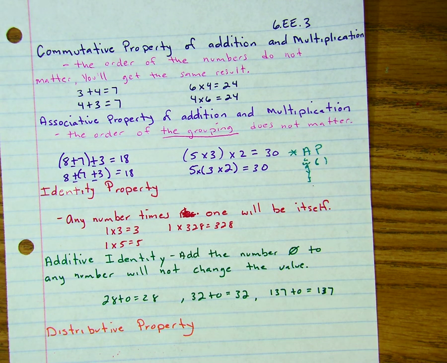137. Now, of the properties, the most often used property that you'll see and the most difficult to manipulate will be the distributive property. We're going to talk about what the distributive property is, and then we'll go into showing how to actually use it, okay?